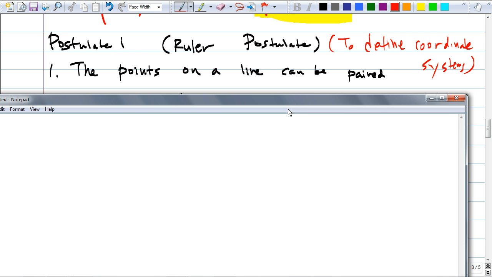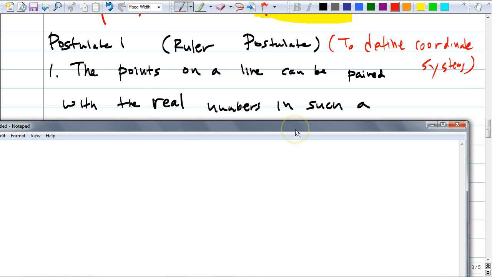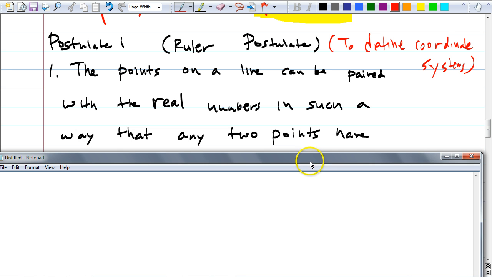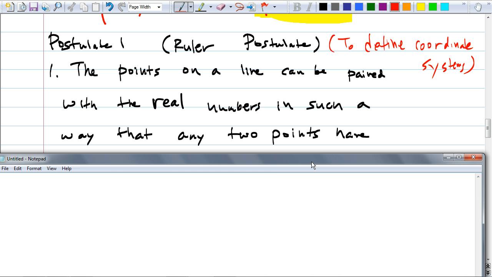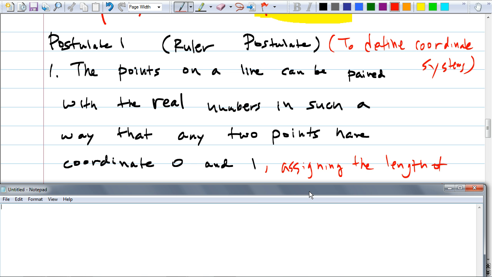What do you think? How about Lauren? There are infinitely many of them, right? So how many real numbers are there, guys? Infinitely many of them. You see how they can be paired? They can be paired in such a way that any 2 points can have coordinates 0 and 1.